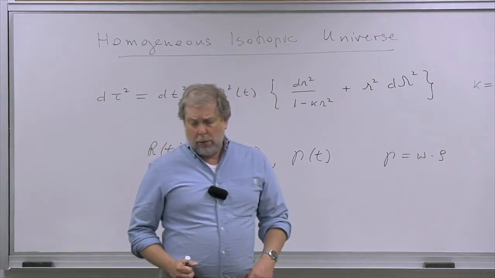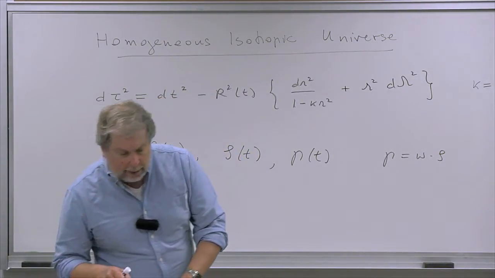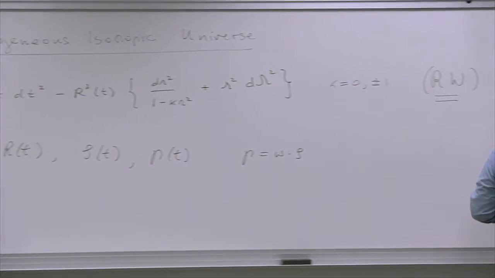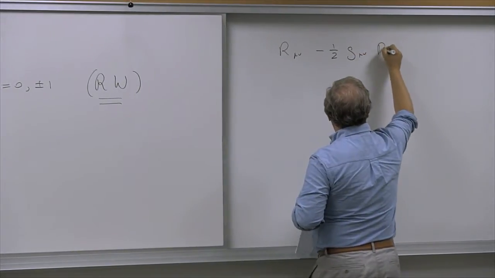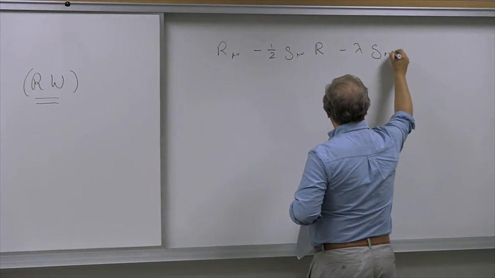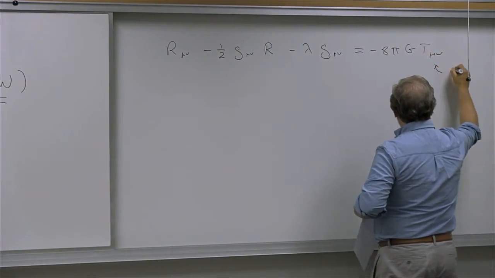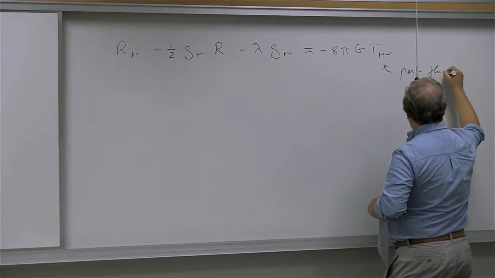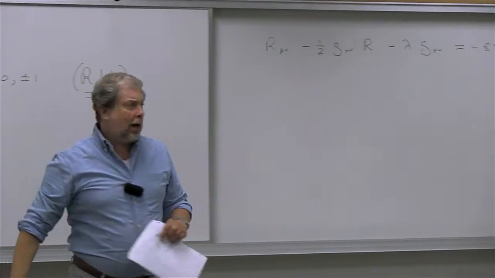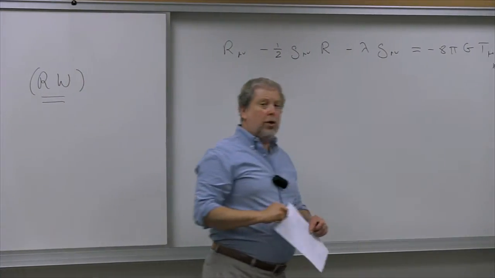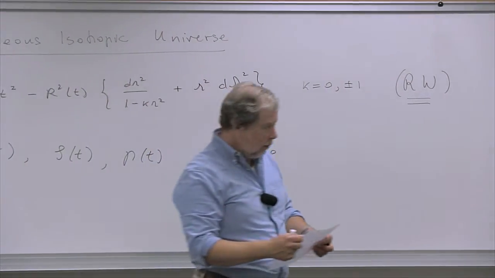So anyhow, you plug this into the field equations, right? And so the field equations, again, are R mu nu minus 1/2 g mu nu R minus lambda g mu nu is equal to minus 8 pi G times T mu nu. So this is our perfect fluid form, right? And the lambda term, we should add that as well. I think for now we just focus on the case lambda equal to 0, and then we'll come back to the case of non-zero lambda.